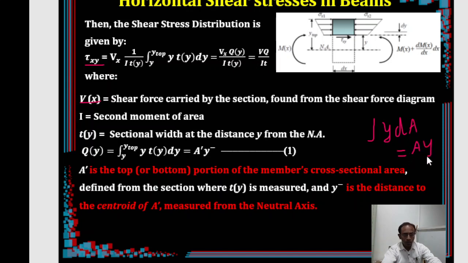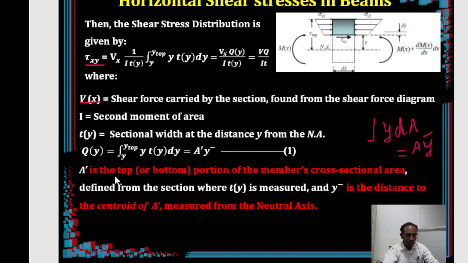That's what we are doing now, the first moment of area. Here t is the sectional width, wherever you consider the strip, at that location. What is the width that you can take as t(y), and the integral of y to y top of t(y) dy can be replaced as A dash y dash. As I told, the integral of y dA must be equal to A y bar, or y bar is equal to integral y dA by A. That we know from the first moment principle of moments. So A y bar or A dash y bar, you can write either way.